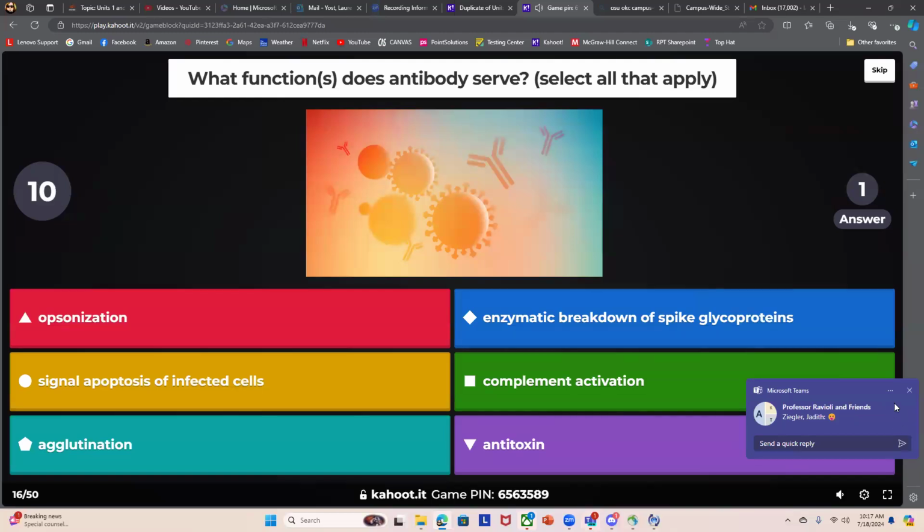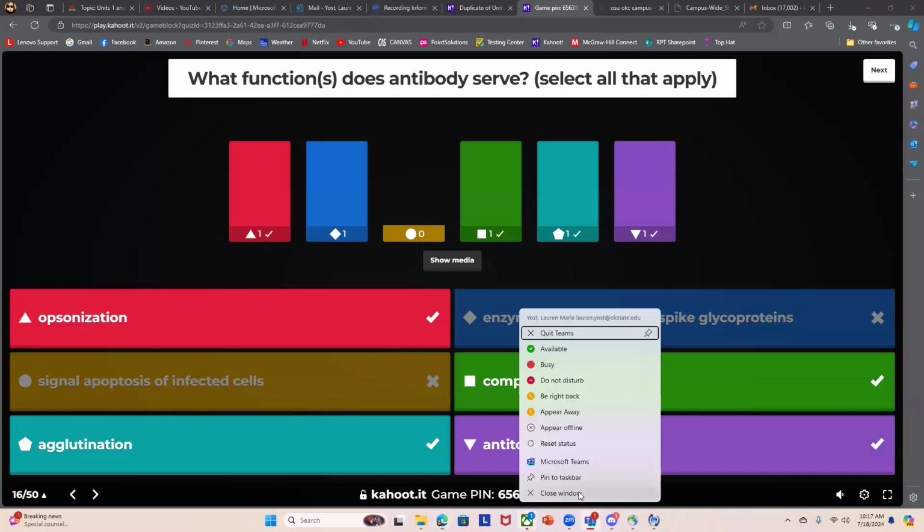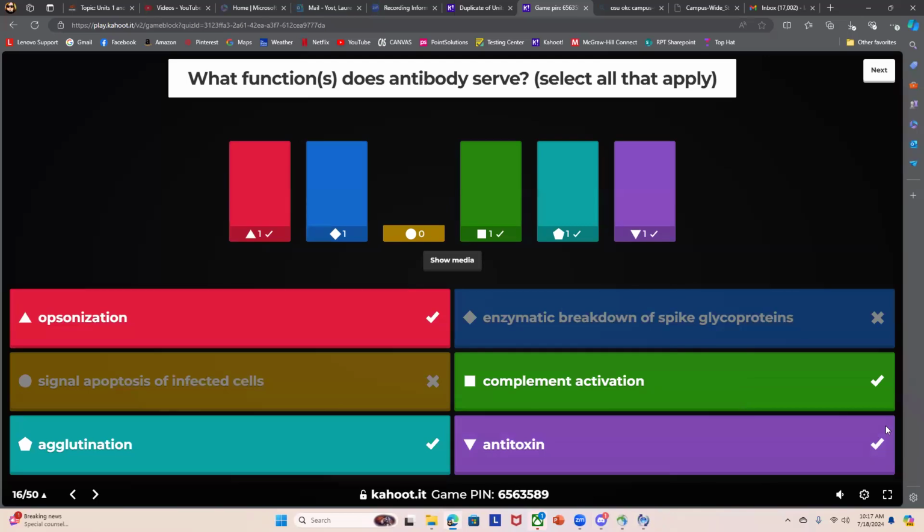Jesus. It's loud. You guys get to see all these messages that my coworkers are sending me now. Probably they're not going to say anything crazy though. Opsonization, agglutination, complement activation, and I'm just gonna have to. He told me that they have. Okay, whatever. Let me close those. Have that keep popping up.